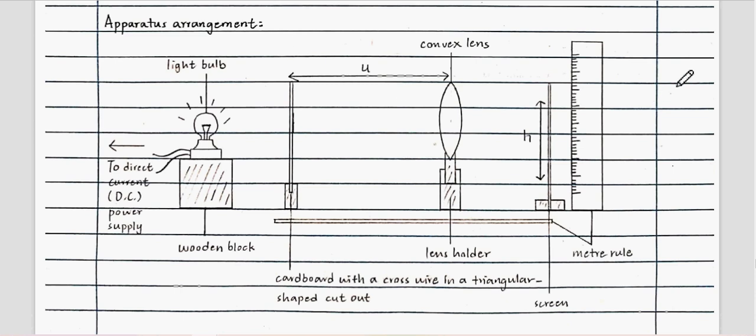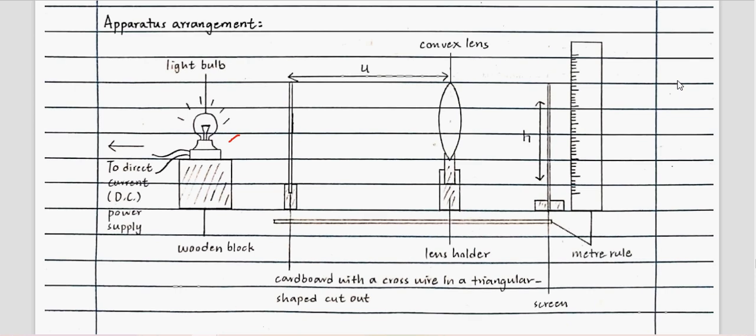And already labelled also. So nampak, we have light bulb here. And then it shows the light bulb menyala. This one memang bermaksud the switch is already on. Okay, this is good. And then good to write like this, to power supply. Then here, label cardboard with cross wire in a triangular shape cut out. Okay, pun bagus because this is actually the object.